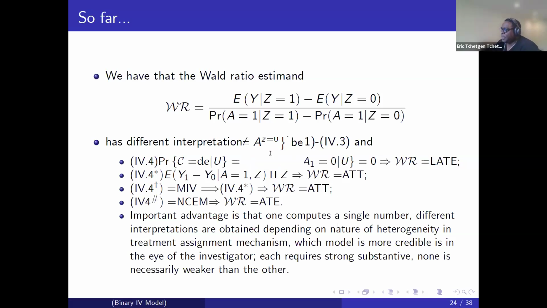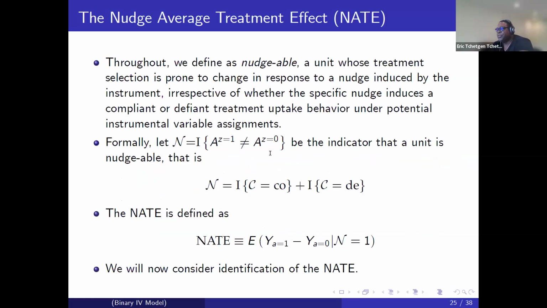All right, so what's new? Throughout, we're going to define an individual, or a unit, as being nudgeable if the unit's treatment selection is prone to change in response to a nudge induced by the instrument, irrespective of whether the specific nudge induces a compliant or defiant treatment uptake behavior. So I'm not going to make a distinction between compliance and defiance.